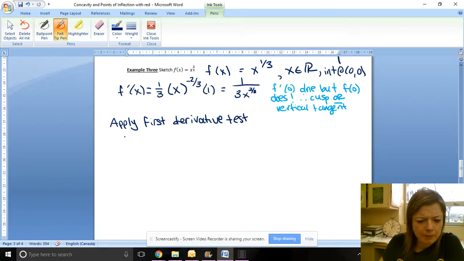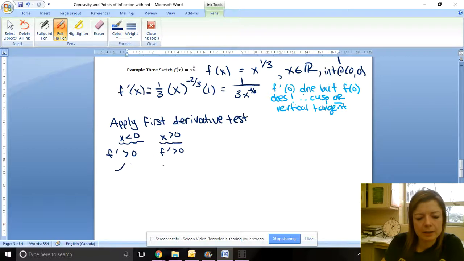Okay, so before x is 0, so when x is less than 0, what is f prime? Okay, so if you put that in, you get that it is positive. Okay, if you put in any number and you square it and then take the third root, it's positive. So this is always a positive result. Same can be said for after 0. Your first derivative will be positive. So because it's going from increasing to increasing, we know that this is a vertical tangent at x equals 0.